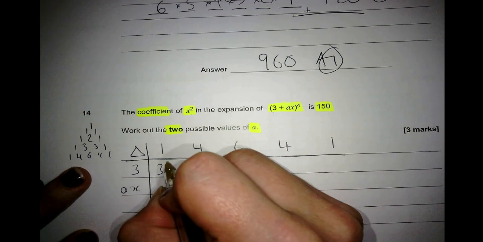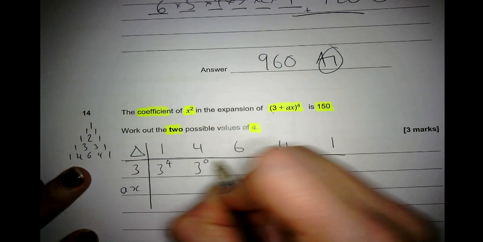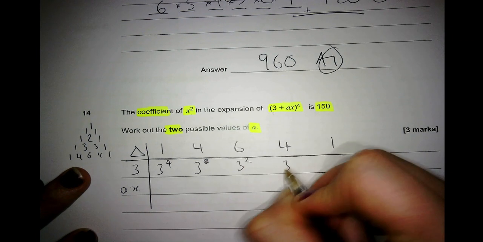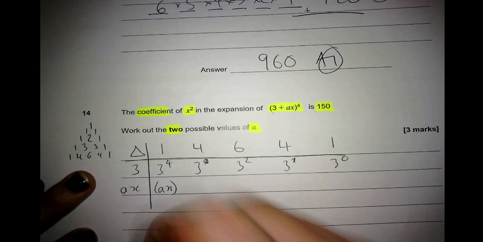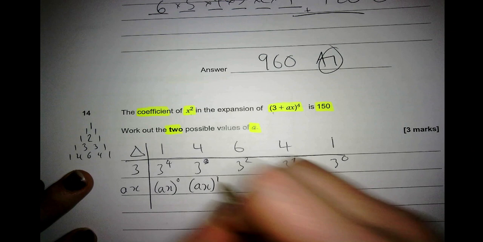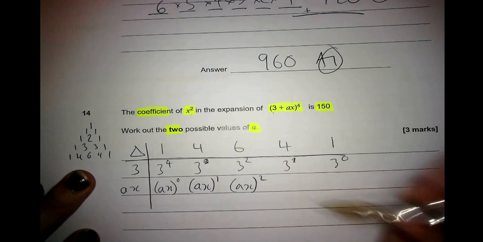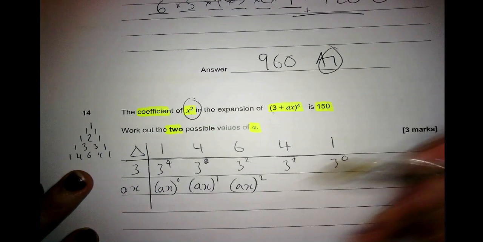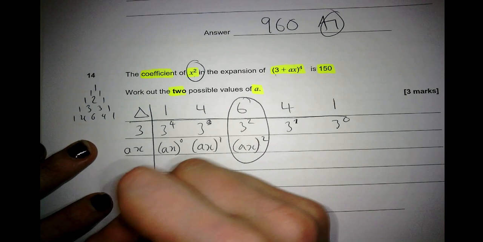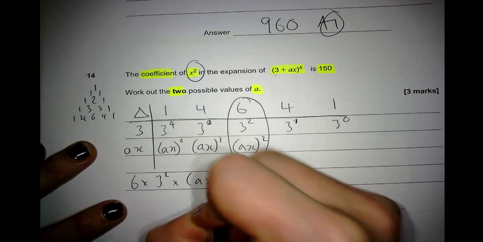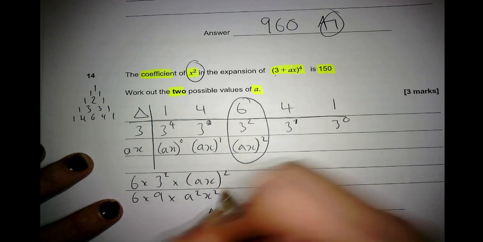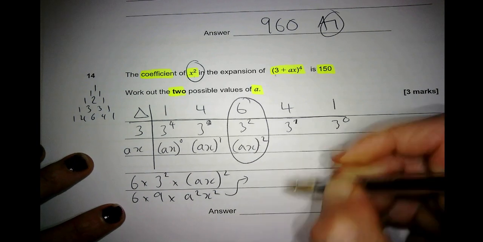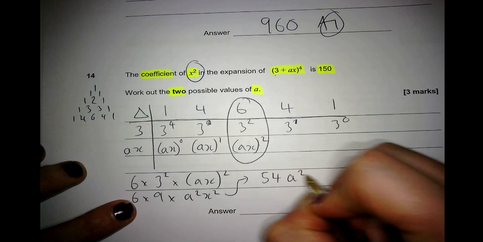My 3's are going to go 3 to the 4, 3 to the 3, 3 squared, 3 to the 1, 3 to the 0. My ax goes ax, put it in brackets, to the 0, ax in brackets to the 1, ax in brackets squared. I'm going to stop there because I've got up to my x squared. So this is the column I'm going to focus on. I need to multiply all those bits together. So 6 times 3 squared times ax all squared is going to be 6 times 9 times a squared x squared, which is 54 a squared x squared.